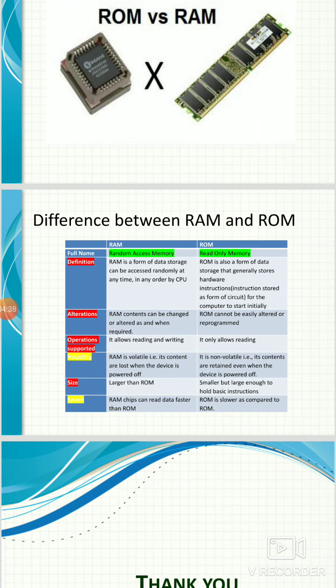Then RAM is larger than ROM in size, but ROM is smaller than RAM but has large enough capacity to hold the basic instructions. RAM chips can read data faster than ROM. ROM is slower as compared to RAM.